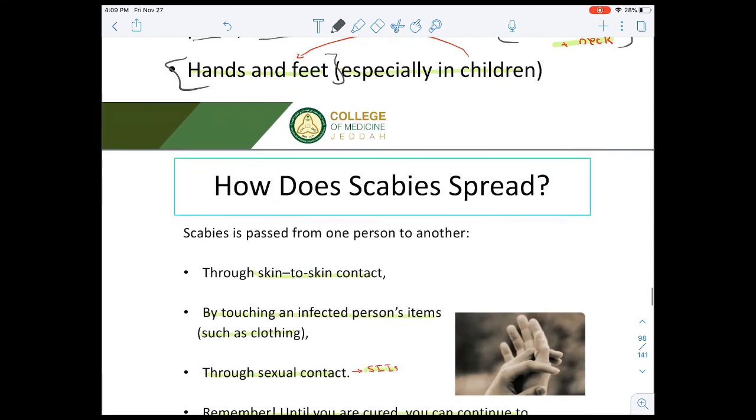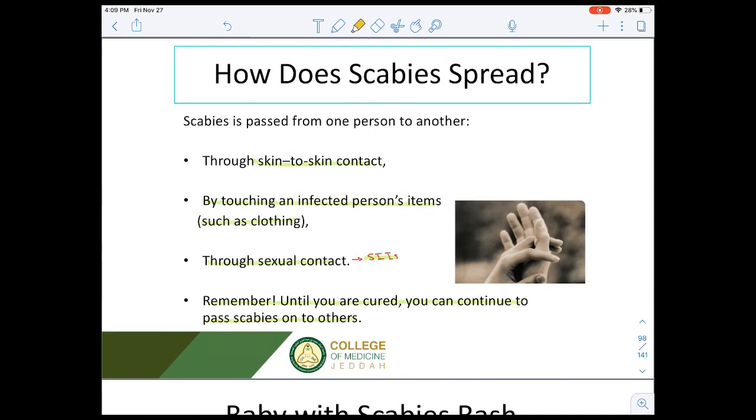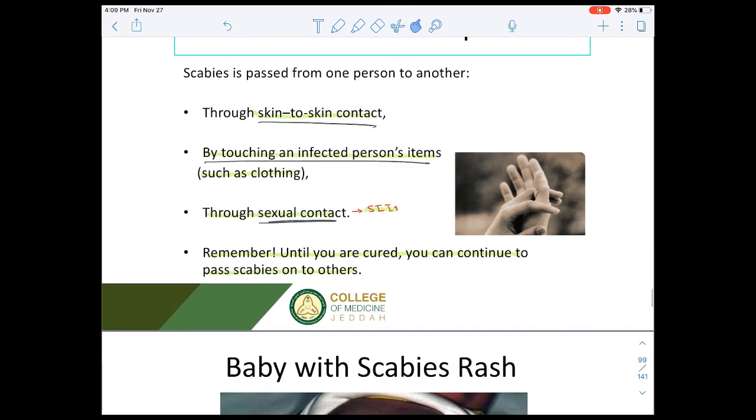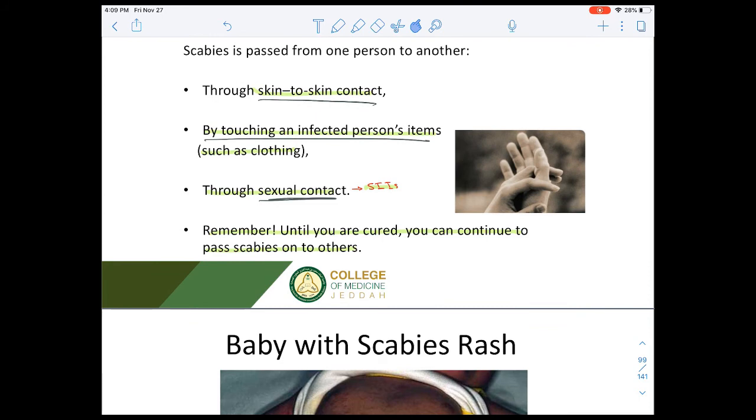How does scabies spread? Again, through skin-to-skin contact, by touching an infected person's items, and through sexual contact, so it's an STI. And again, you should be cured before you resume your daily activities with everyone surrounding you.